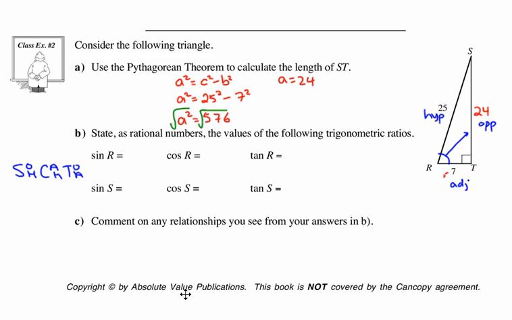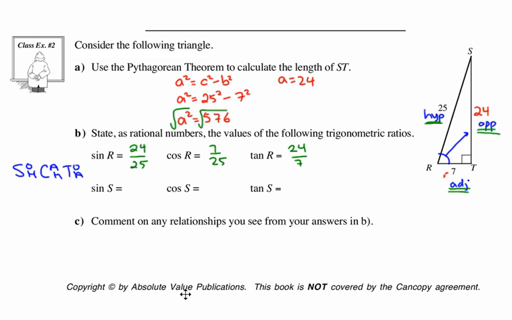So sine of r is O over H, so 24 over 25. Cos of r would then be adjacent over hypotenuse, so 7 over 25. And tan of r is opposite divided by adjacent, so 24 over 7.